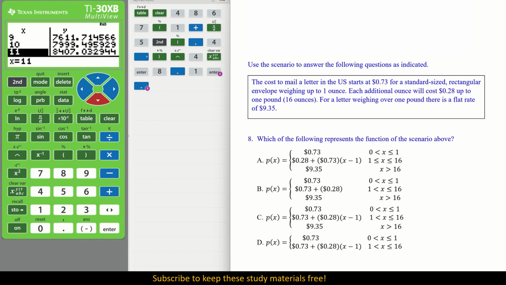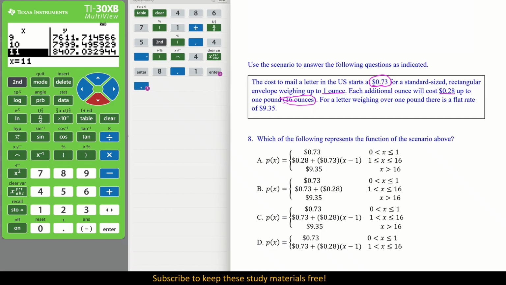All right, okay. Use a scenario to answer the following questions as indicated. The cost to mail a letter in the US starts at 73 cents for a standard sized rectangular envelope weighing up to 1 ounce. Each additional ounce will cost 28 cents up to 1 pound, which is 16 ounces.